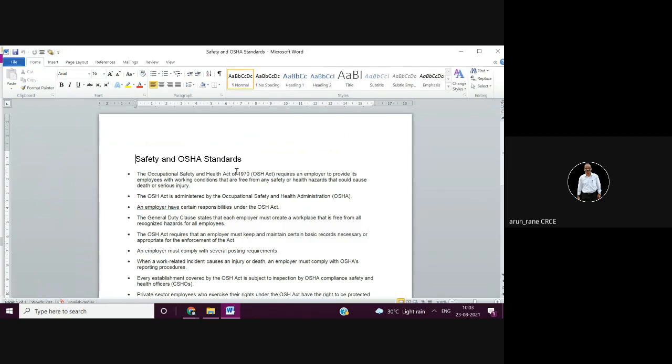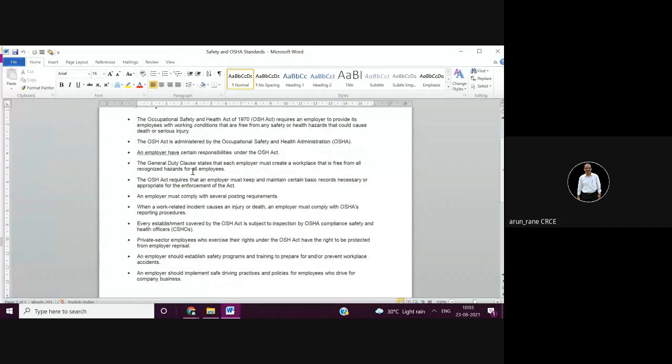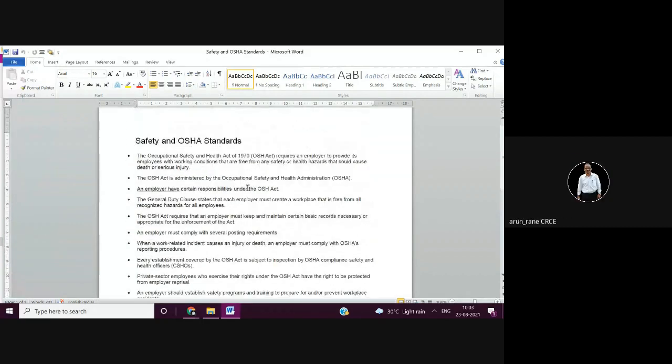Then safety and OSHA standards. Always in the viva it is asked what is OSHA. It is the Occupational Safety and Health Act. Safety and hygiene is always important, and there are norms for this.